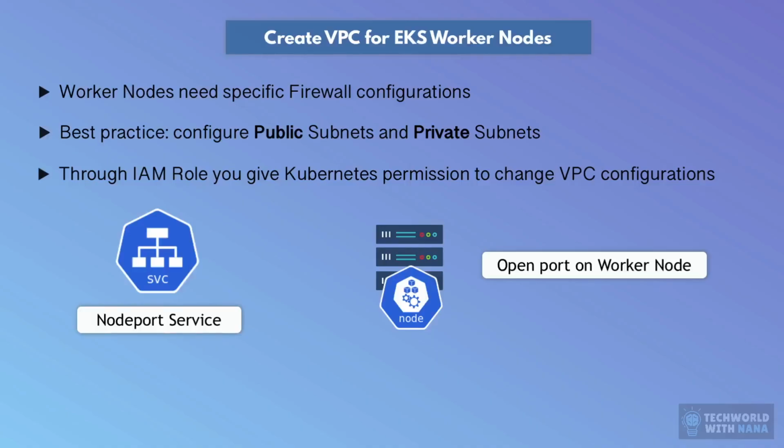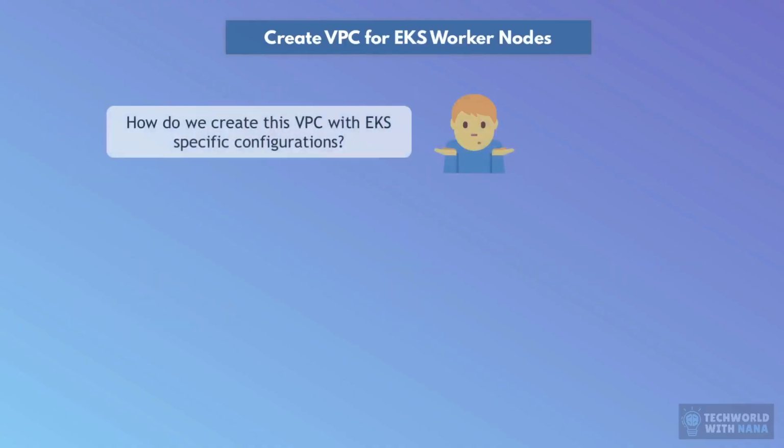So this is kind of an overview of why we're creating a role and why we're creating a VPC and giving that VPC information to EKS when we create the EKS cluster. Now, as I said, the VPC that we create for our worker nodes needs to have all these EKS specific configurations with the best practices suggested by AWS. And that's the reason why we're creating the new VPC.